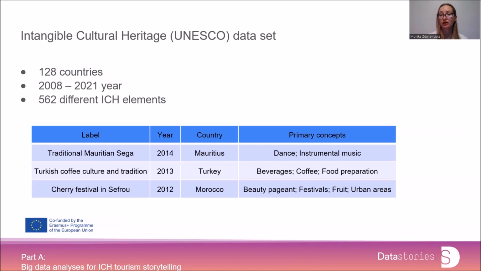One of them describes the situation of intangible cultural heritage in the country, and the other, the scale of tourism in the country. This first dataset, which describes ICH, is taken from UNESCO, and it consists of 128 countries, a 13 years period of time, and 562 different ICH elements, and some of them are registered in several countries. So basically, this data shows us what ICH elements are assigned to the countries, in which year it is registered, and what are those elements' primary concepts. For example, traditional Mauritanian Sega could be described by concepts like dance or instrumental music.